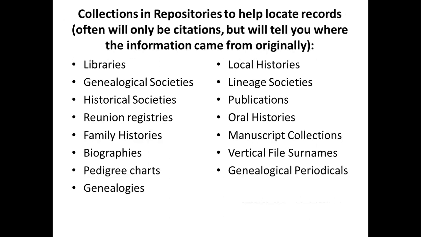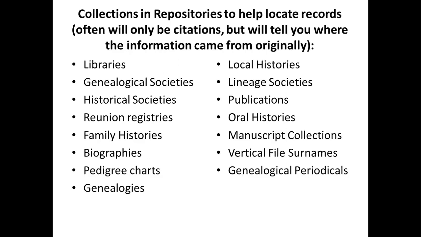Collections and repositories to help locate records often will only be citations, but will tell you where the information came from. So what that means is a lot of times those records that you found, or that I had just listed, if you find those, it will have something that will tell you where it came from, because you might find it digitized or in a different place. You want to find records that have a location. You want to know where they came from.